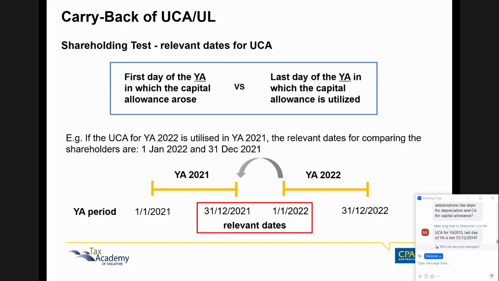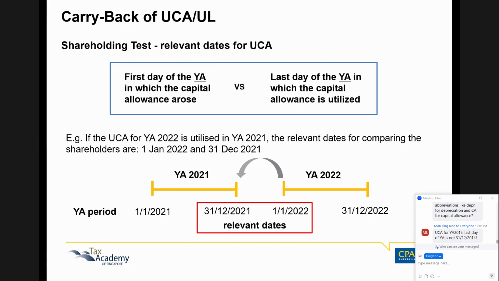Okay, so for UCA, we'll look at the first day of the YA in which the capital allowance arose, versus the last day of the YA in which the capital allowance is utilized. Okay, I think if we look at examples, it'll be clearer.